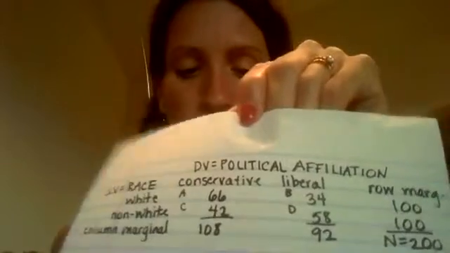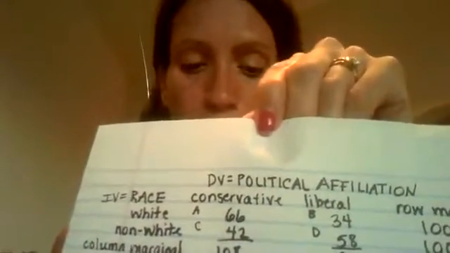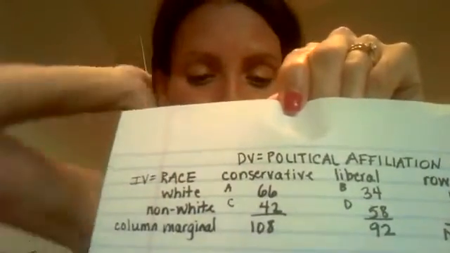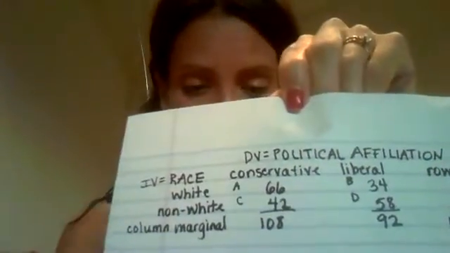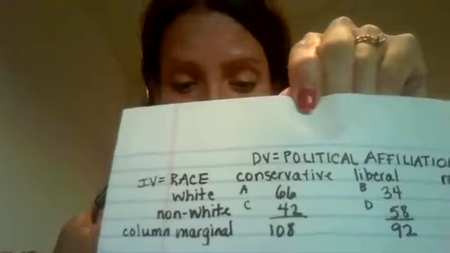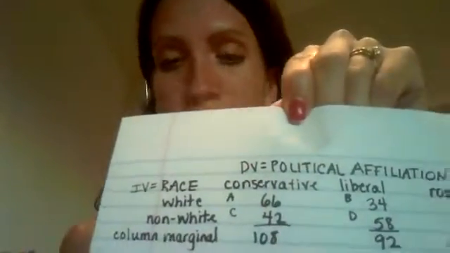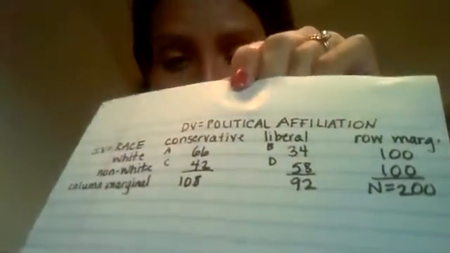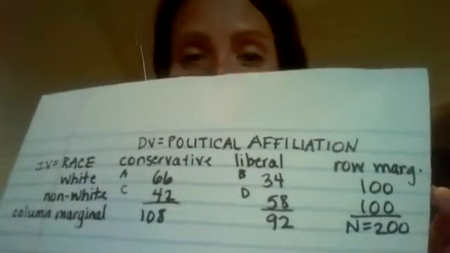So I did this calculation. I took 100 times 108, and then I divided that number by 200. For cell A, the expected frequency is 54. The observed frequency is 66. For cell B, the row marginal is 100 times the column marginal, which is 92. I divided that by 200, and I got 46. So the expected frequency in cell B is 46.